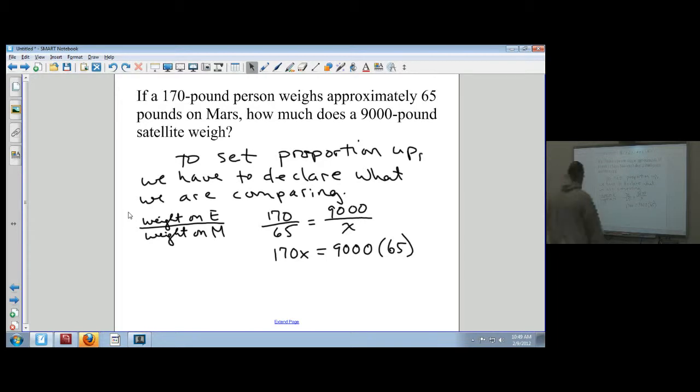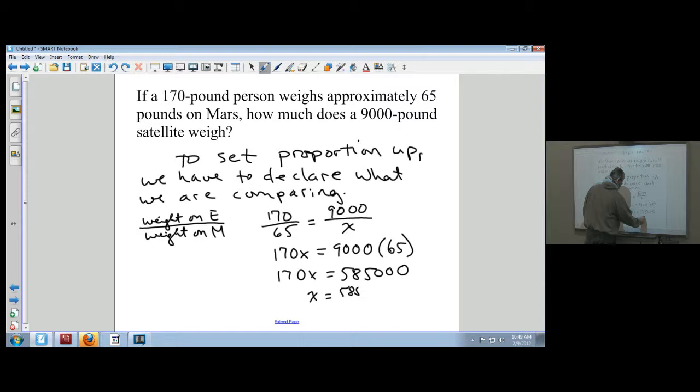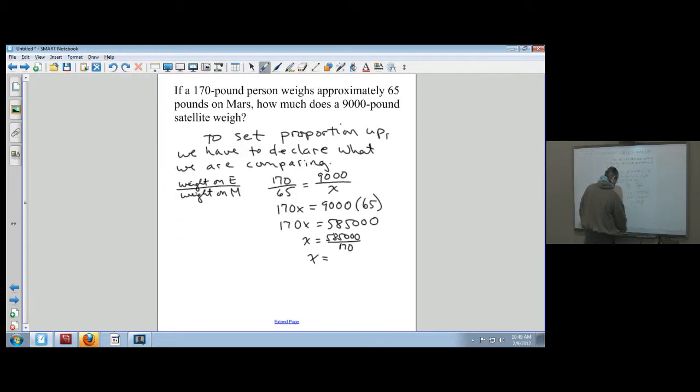So what do we have here now? 170x equals 9,000 times 65, which is going to give us 585,000. Now we would divide. So 585,000 divided by 170 gives us 3,441.176.